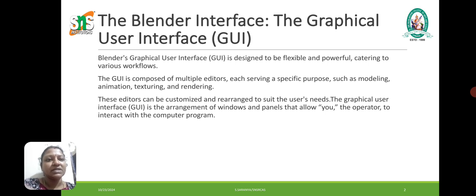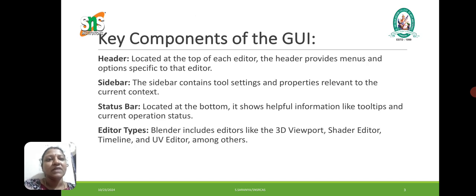The graphical user interface, GUI, is the arrangement of windows and panels that allows the operator to interact with the computer program. The key components of the GUI: Header, located at the top of each editor. The header provides menus and options specific to that editor. Sidebar. The sidebar contains tool settings and properties relevant to the current context. Status bar, located at the bottom. It shows helpful information like tool tips and current operation status.